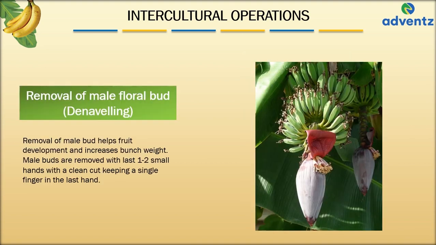Next is the removal of the male floral bud, which is called denavelling. Removal of the male bud helps fruit development, which increases bunch weight. Male buds are removed with the last 1 to 2 small hands with a clean cut, keeping a single finger in the last hand.